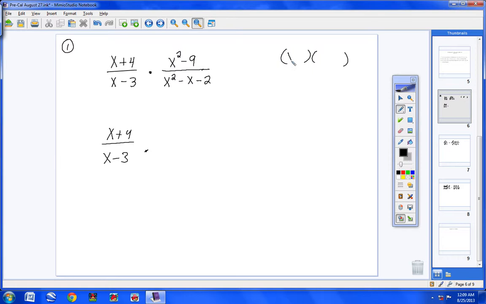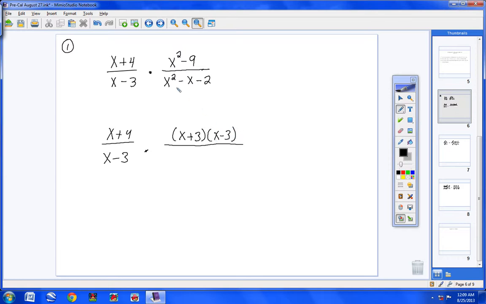The square root of x squared is x, so I put an x here and here. The square root of 9 is 3. Make one positive, make one negative. So there's that factorization. So I'm going to come down here, and for the top, I'm going to put x plus 3, x minus 3.